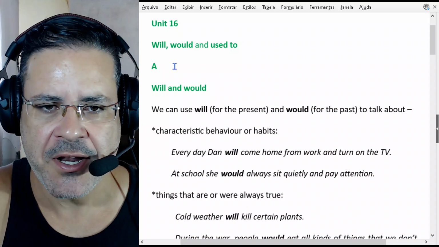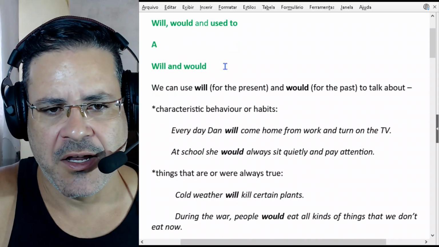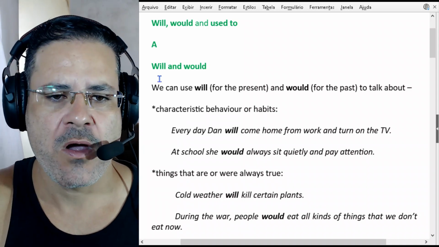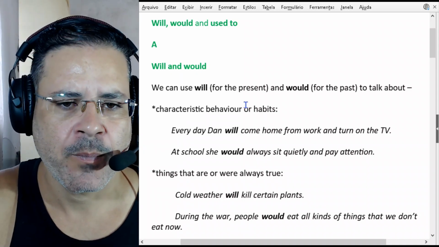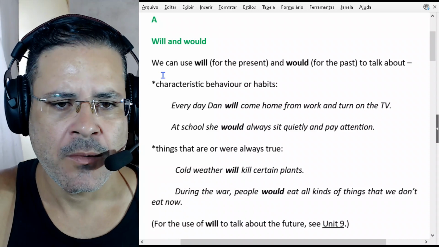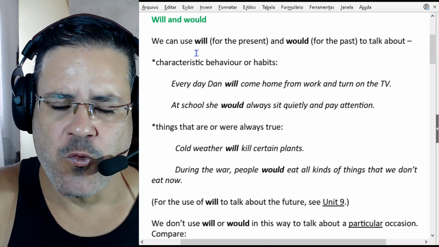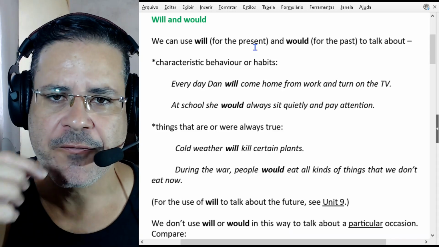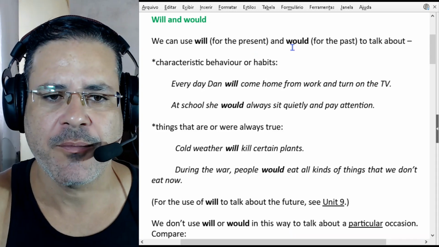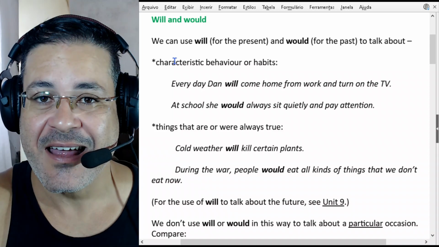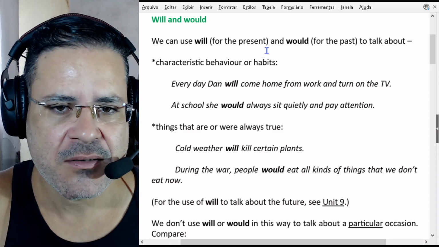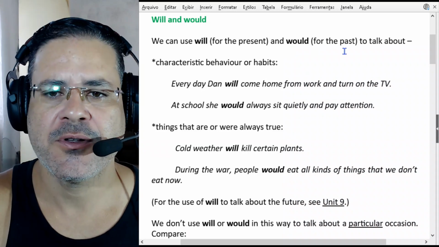This is section A of the lesson. We're initially talking about will and would. We can use will for the present. Pay attention to that. We're not referring to the future as a modal verb. It's a possibility. We can use will for the present and would for the past.